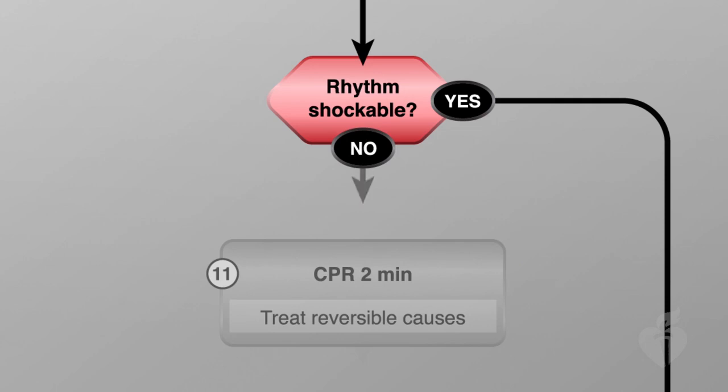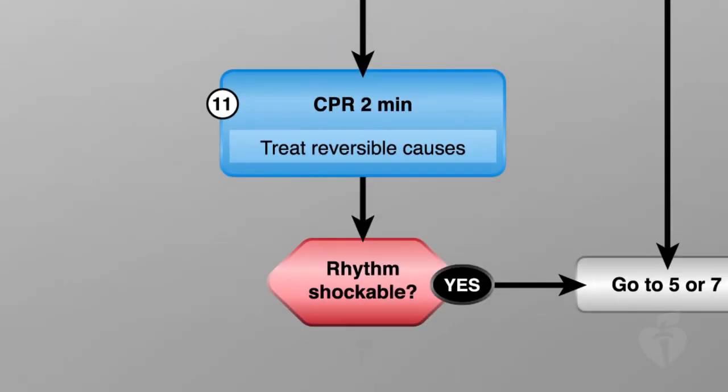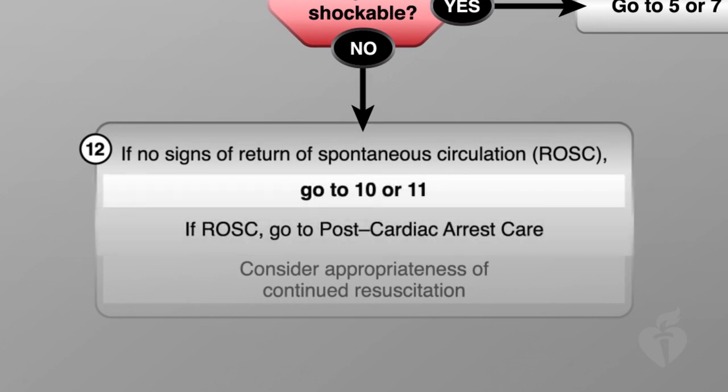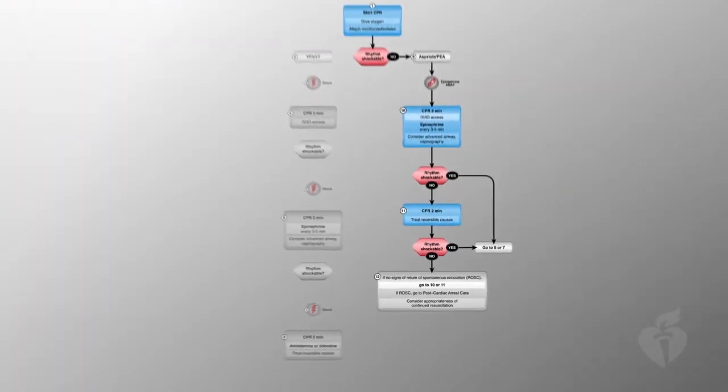If the rhythm is non-shockable, continue CPR for 2 more minutes and attempt to treat reversible causes if these have been determined. If there are no signs of ROSC, repeat steps 10 and 11. If ROSC is established, move on to post-cardiac arrest care algorithm.